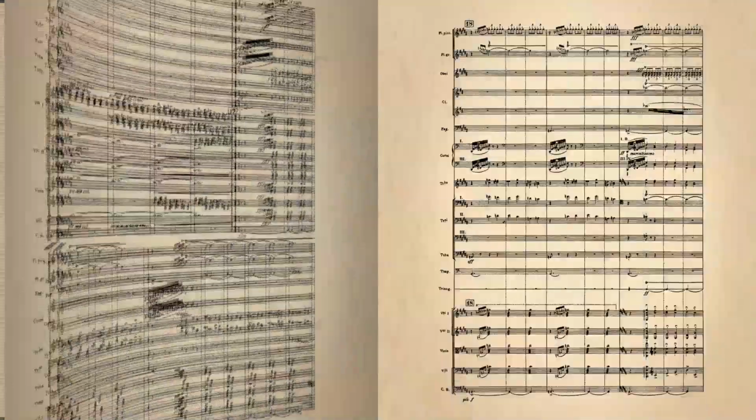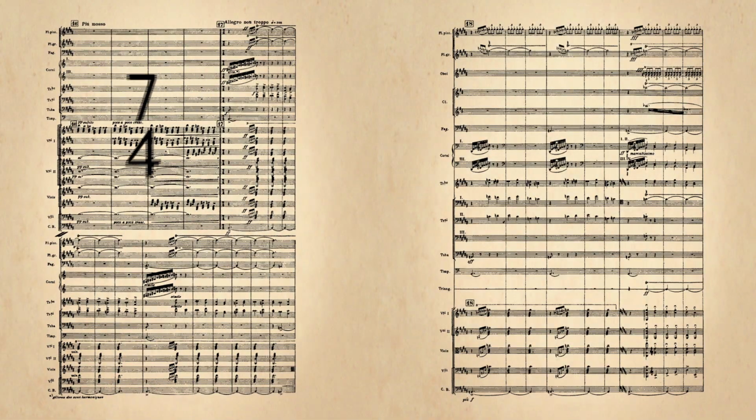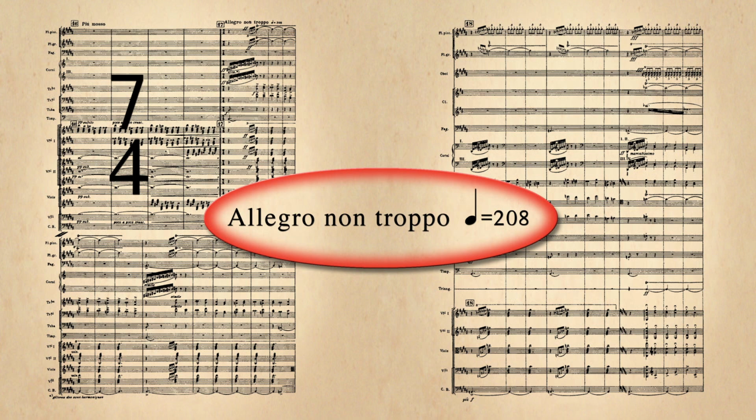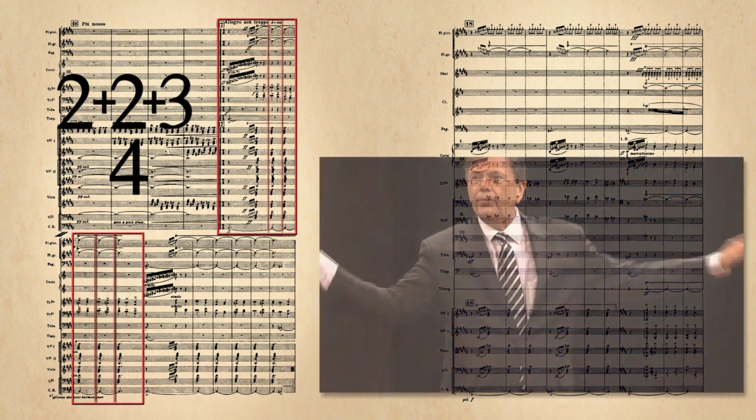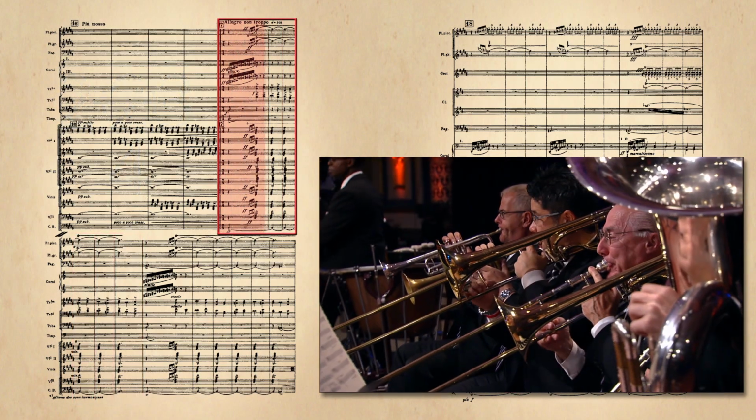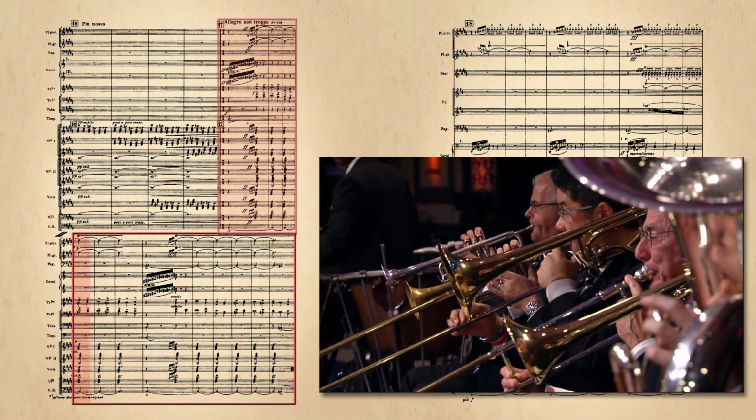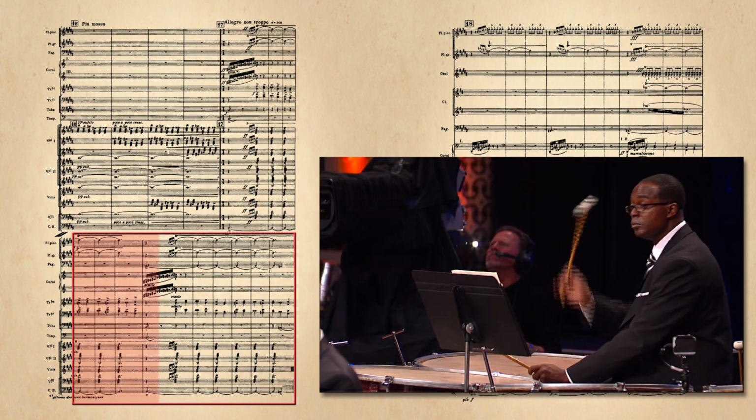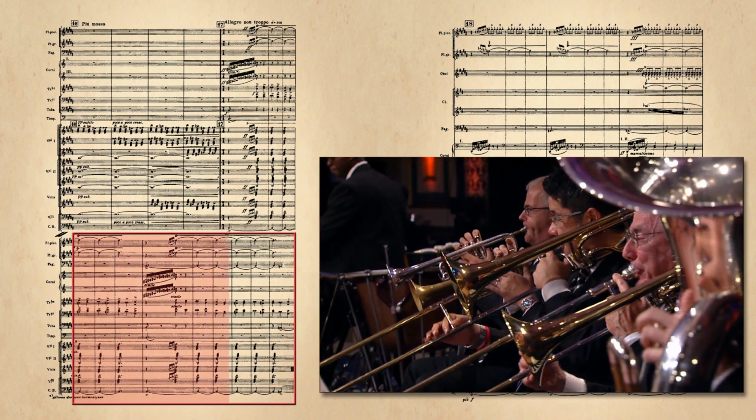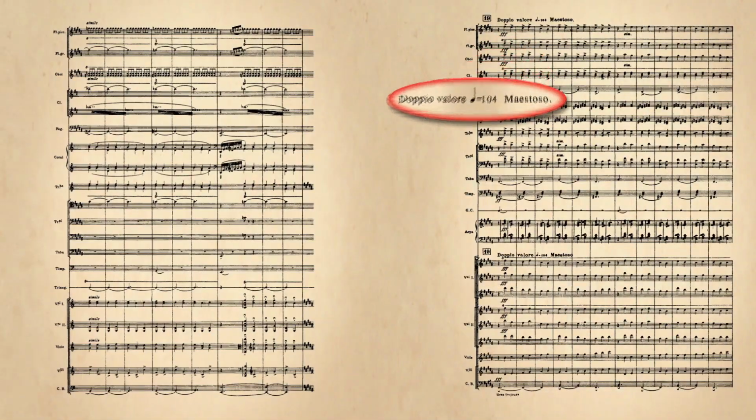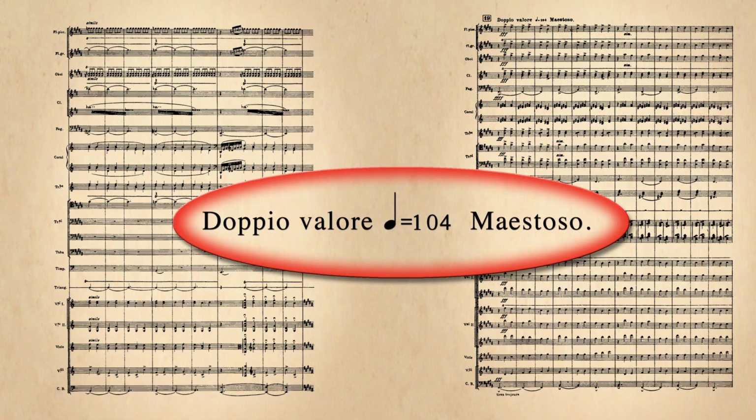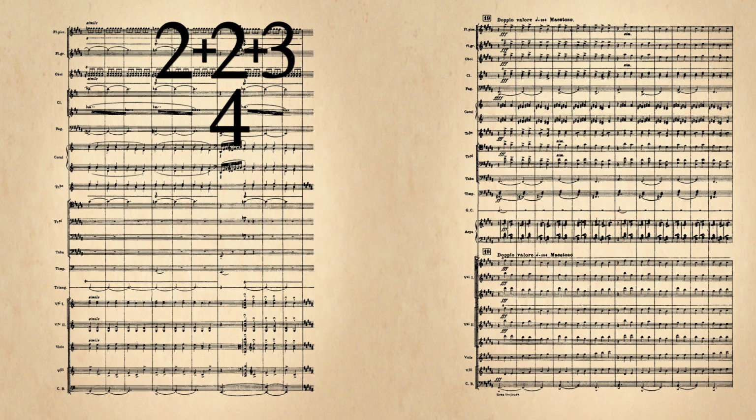When we listen to the end of the Firebird, we first hear 7/4 in a fast tempo divided into 3 plus 2 plus 2, or 2 plus 2 plus 3. After a few measures, Stravinsky instructs us to play the material twice slower, and the 7/4 becomes a slow 7/4. But still divided into 3 plus 2 plus 2, or 2 plus 2 plus 3.